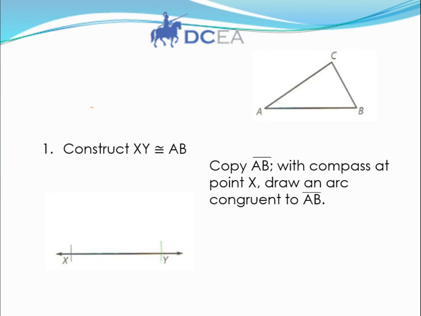Let's look at another construction. This is another method of constructing the same triangles. In this one, we begin with a side instead of an angle, and we construct XY to be congruent to the length AB. Once again, if you can't remember how to copy a segment, you need to go back to section 1. So we copy AB. With our compass point on X, we draw an arc on this line and make it congruent to AB.